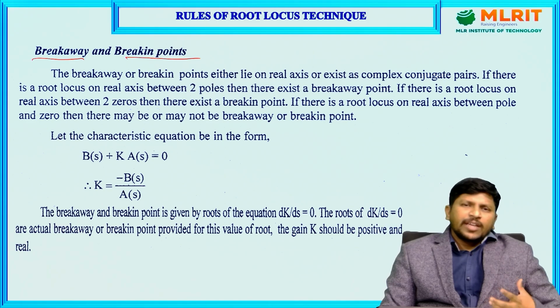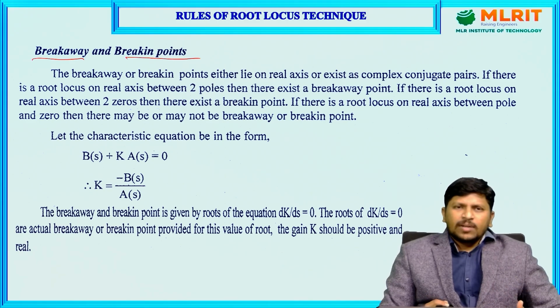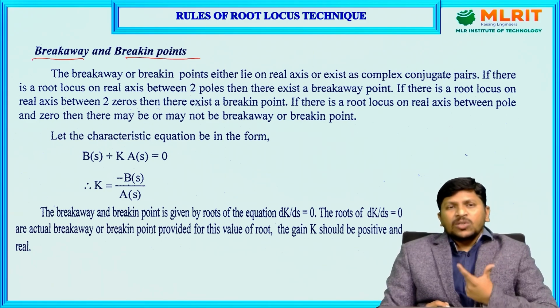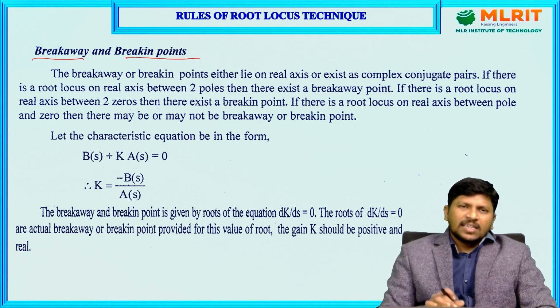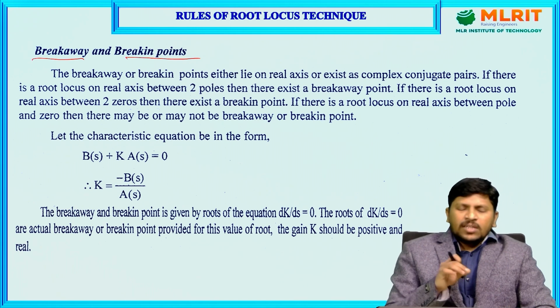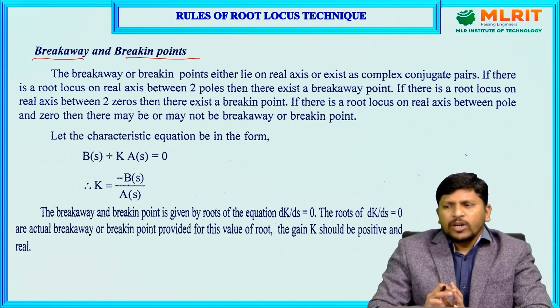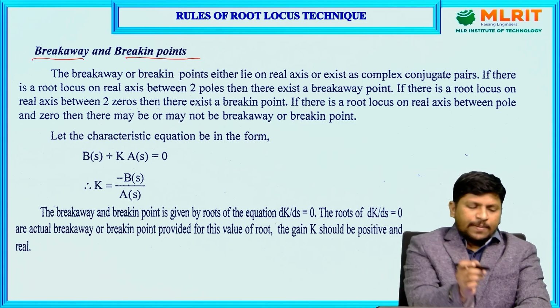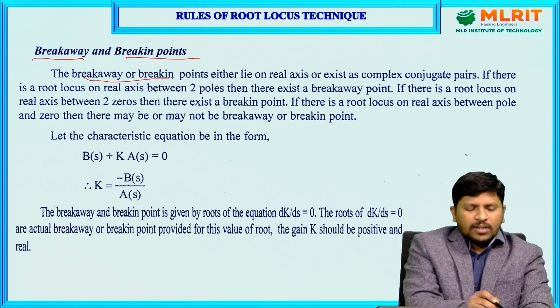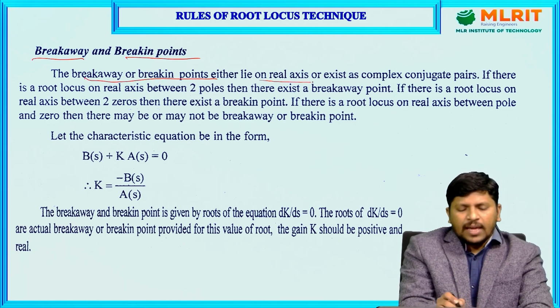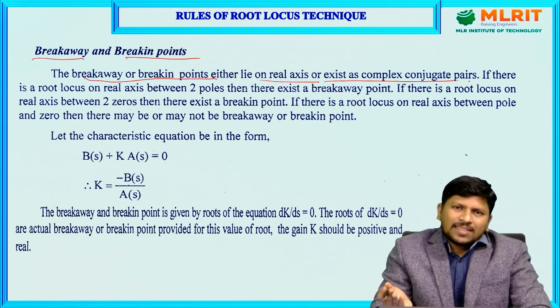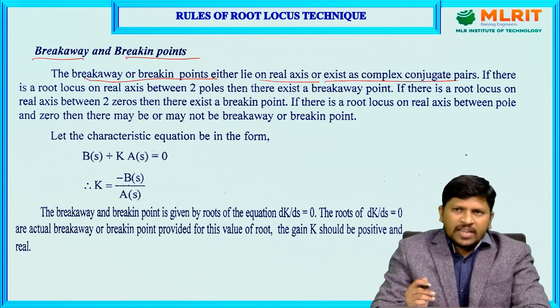Next, the break-in point. A break-in point is nothing but when two adjacent zeros are available on the real axis. There is one root locus existing between the two zeros. Then the break-in point is going to occur. Understood? So here, the breakaway or break-in points either lie on the real axis or exist as complex conjugate pairs.